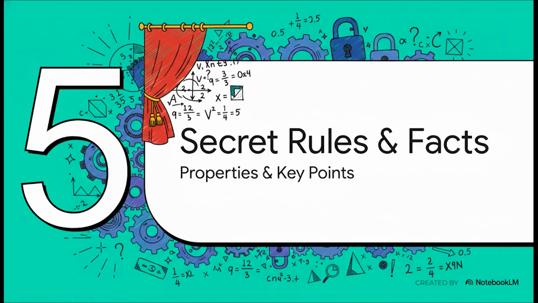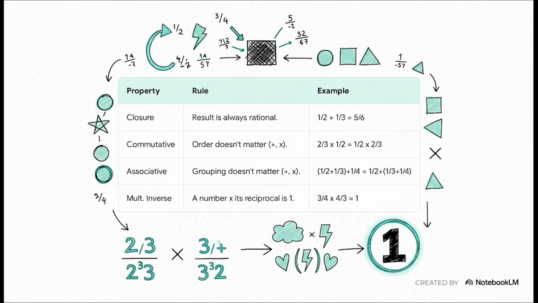Okay, we've covered a lot, but now it's time to open the treasure chest and find some of the secret rules and really mind-blowing facts about rational numbers that make them so cool. So check out some of these properties. Closure just means if you add or multiply two rational numbers, your answer's guaranteed to be another rational number. It's like a VIP club.